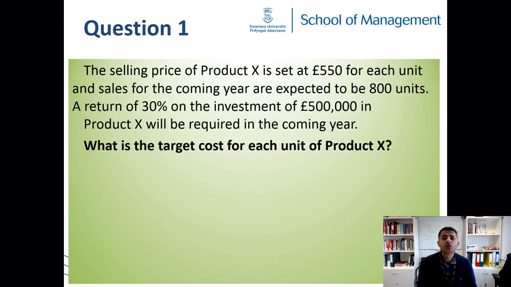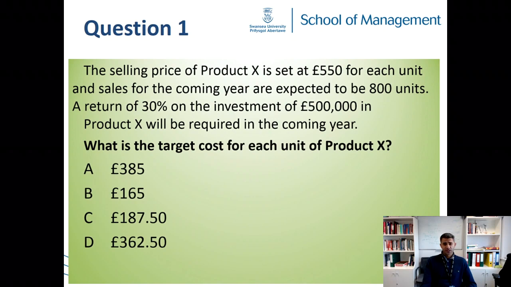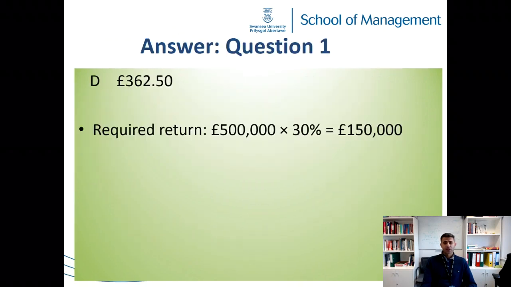First of all, we need to look at the required return. If you multiply £500,000 by 30%, that comes to the required return, which is £150,000. So the required return is £150,000. You take it away from the sales amount in order to reach the target cost.